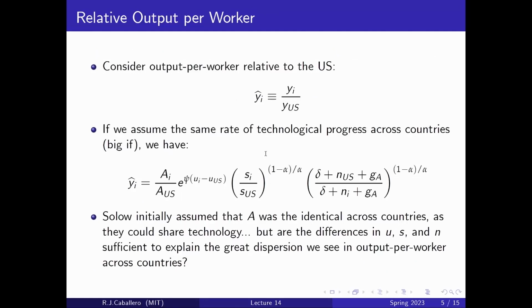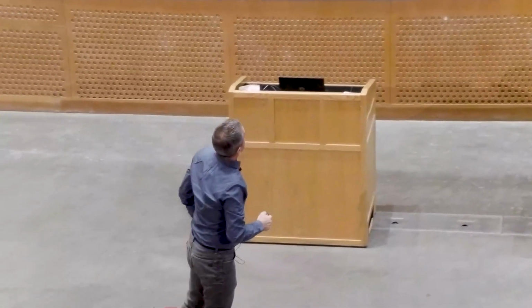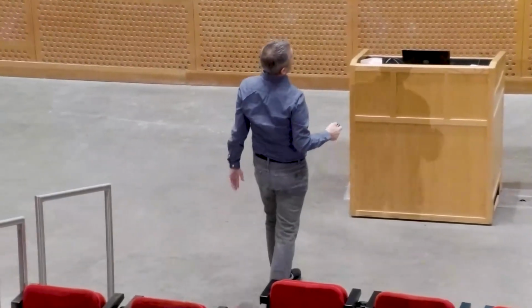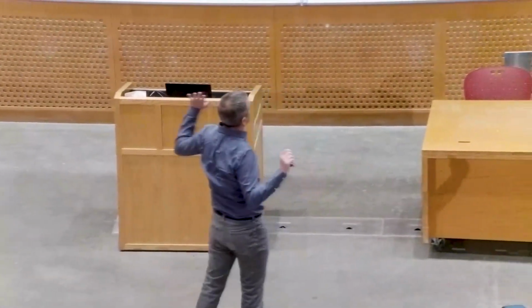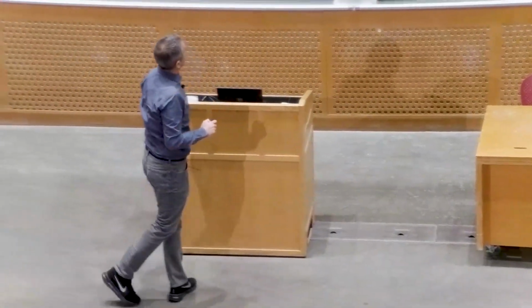And I'm going to define that variable as yi hat. So for country i, say Singapore, we take our output per capita and we divide it by output per capita per person in the US. Assume, big if, that you can do that for the US versus Singapore; it's probably not a crazy assumption to make. Assume that they have the same technology and the same rate of technological progress. I'm going to assume that for now.